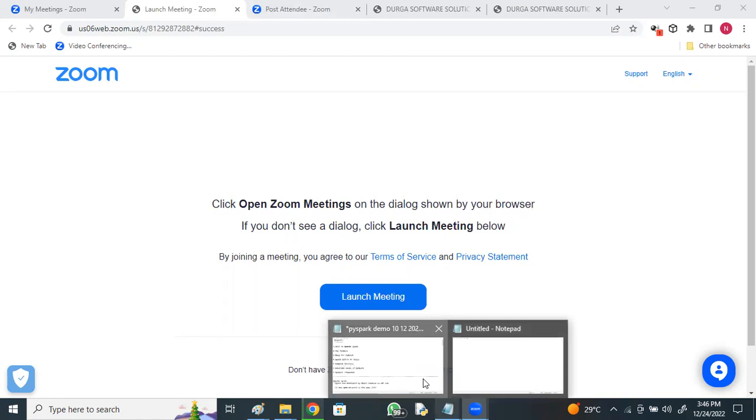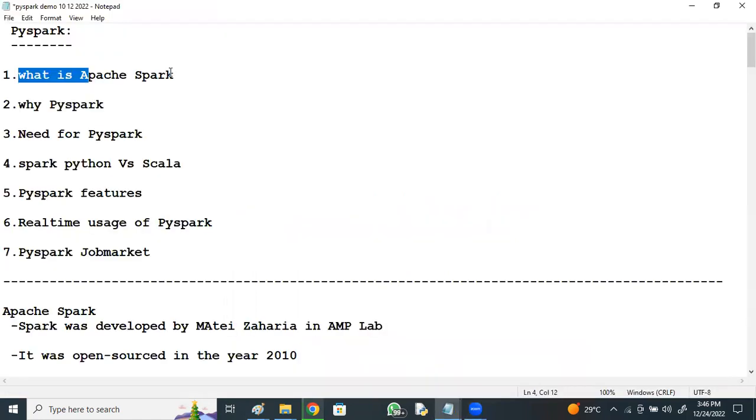As part of today's demo, I'm going to cover the following topics. What is Apache Spark? Why PySpark? Need for PySpark? Most of you have got queries like Spark with Python and Spark with Scala, the difference between Python and Scala. Then PySpark features, real-time usage of PySpark, where it is used, and the PySpark job market currently.